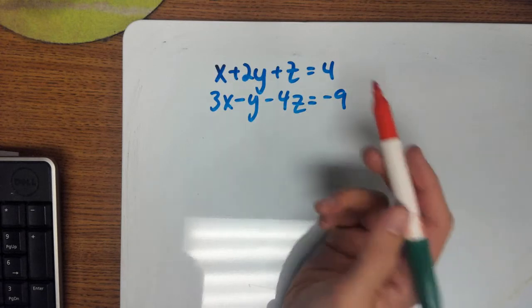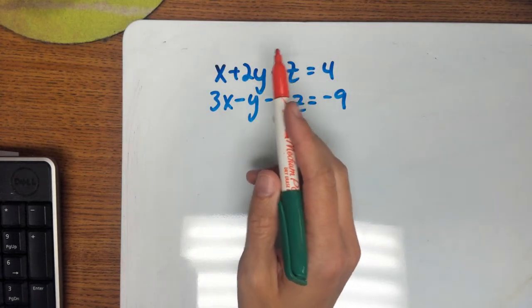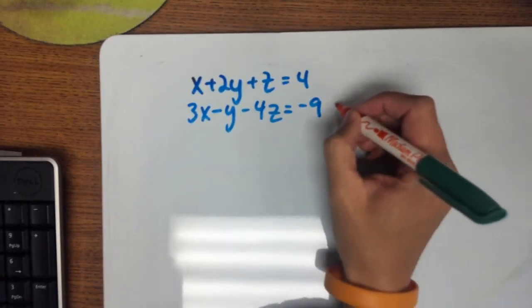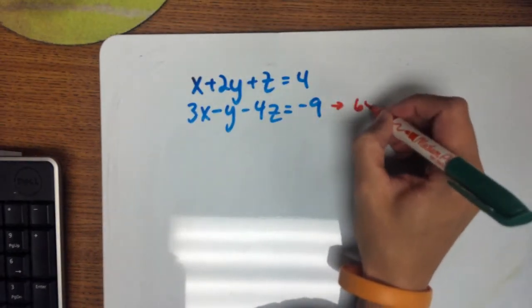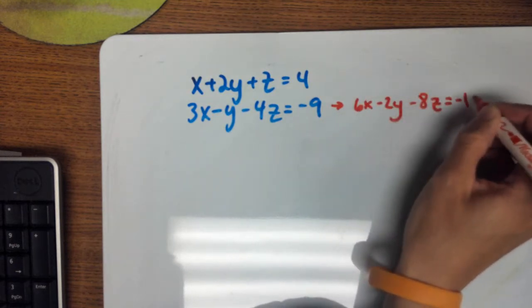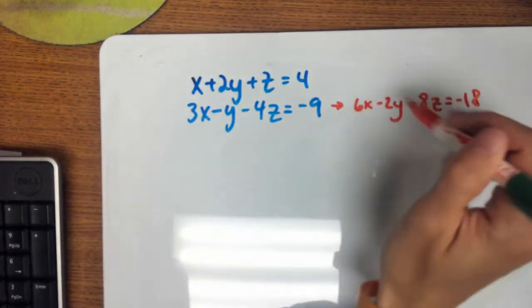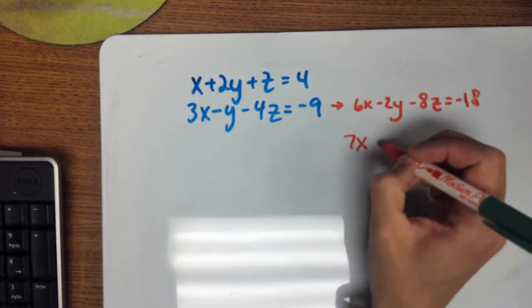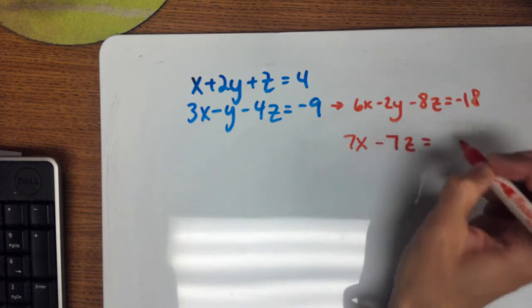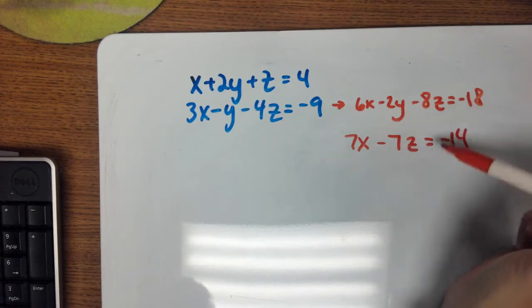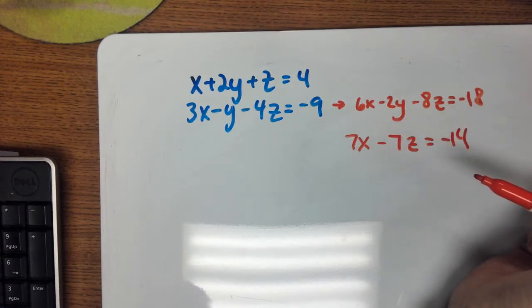Let's eliminate the y's. So we'll multiply this bottom equation by 2, and that's going to give me 6x minus 2y minus 8z is negative 18. And then I'm going to combine these two, so that's going to give me 7x minus 7z is negative 14. Now from here, we have to decide which variable we want to isolate.